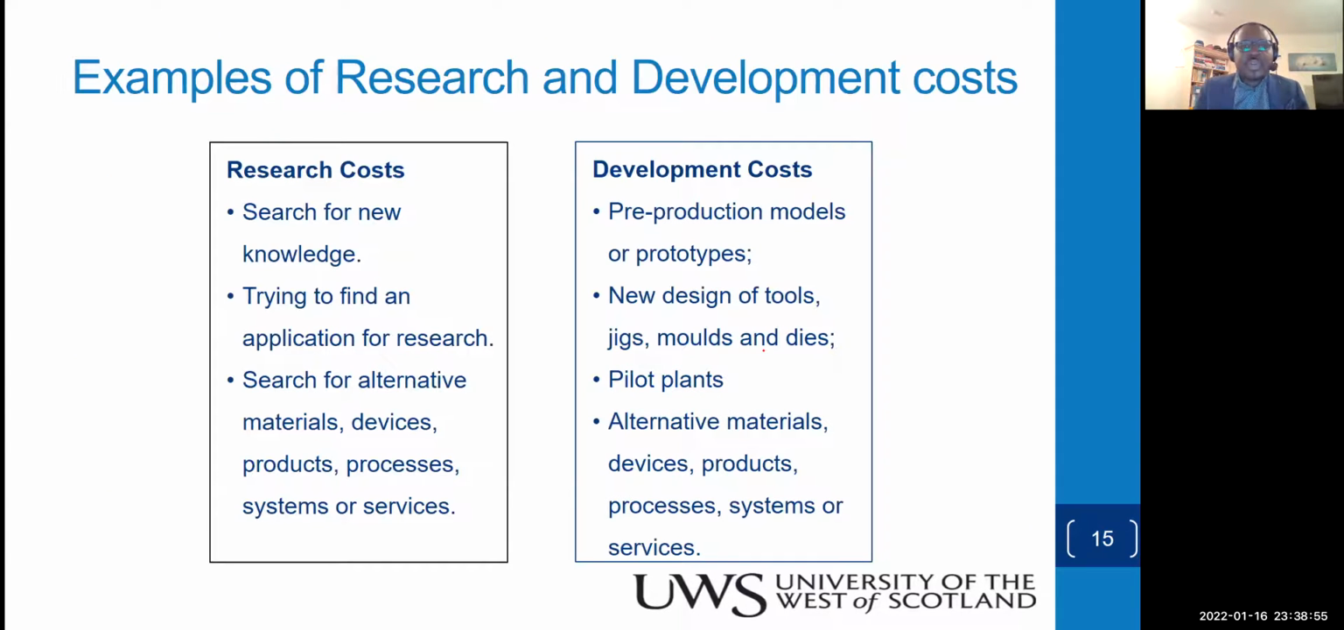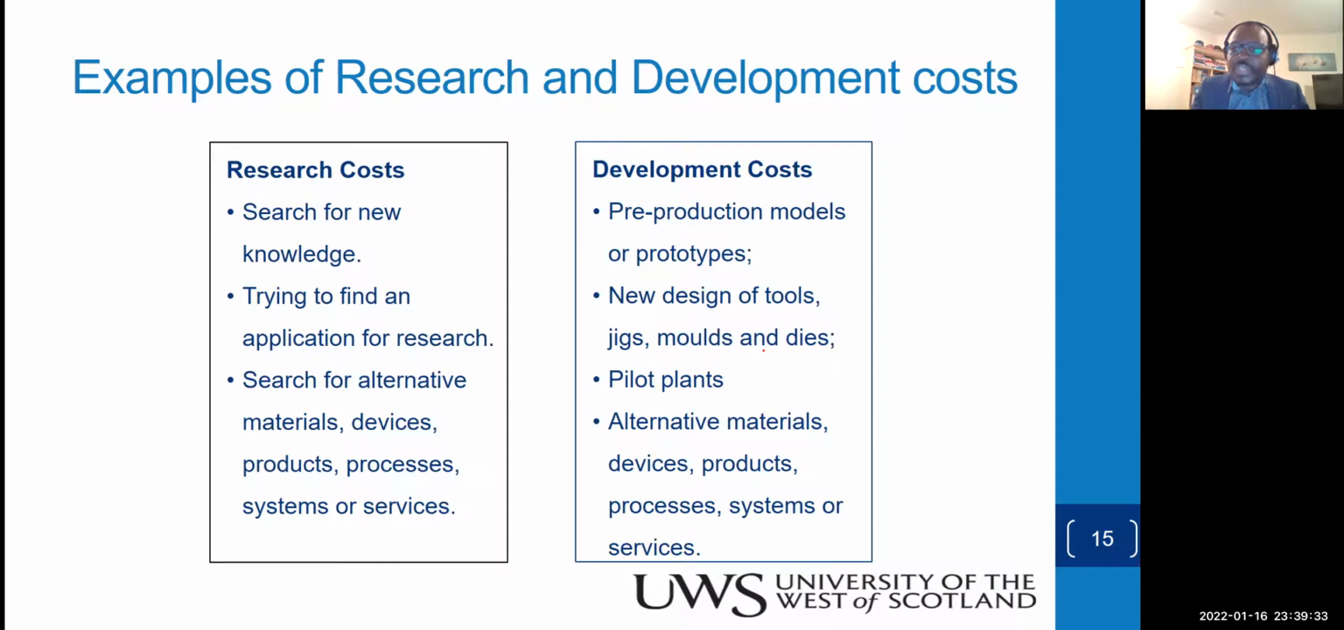Okay. Examples of research and development costs. Research, like I said, you're searching for new knowledge, you're finding how to apply some research applied knowledge. Okay, you're searching for alternative ways of doing things, devices, products, services. Development costs. Examples include models of prototypes, new design of tools, jigs, molds, dies, pilot plants, alternative materials and devices which have been developed. Okay, so one is more of seeking knowledge, and the other one is about implementing, executing it, bringing it to life.